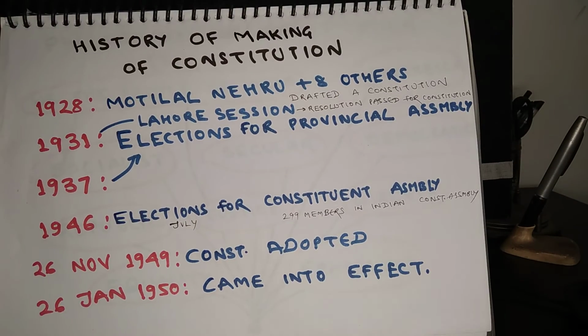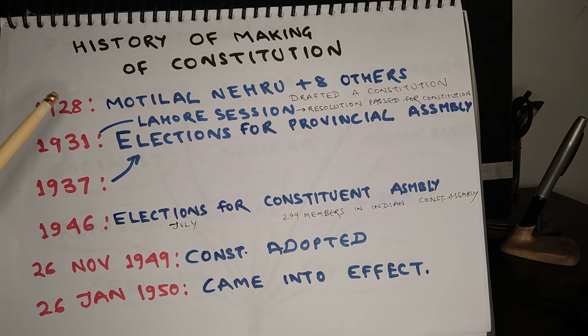History of making of the Constitution of India. The process started in 1928 when Motilal Nehru and 8 other leaders drafted a constitution. So we can say it was our first constitution. Then in 1931, during the Lahore session of the Congress Party, a resolution was passed for the constitution.